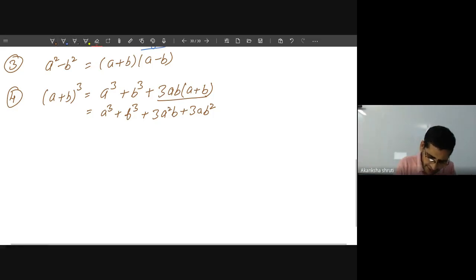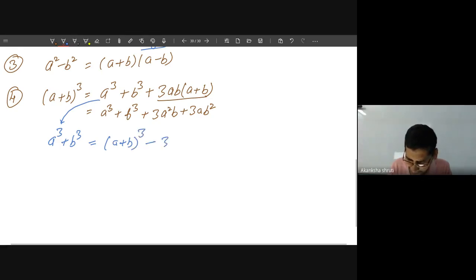miss, this can be written in another form also. Sometimes a cube plus b cube is required. So how can this be written? Taking this one, bring this 3ab term to the left-hand side. So it becomes (a plus b) whole cube minus 3ab(a plus b). It is sometimes also written in this way.